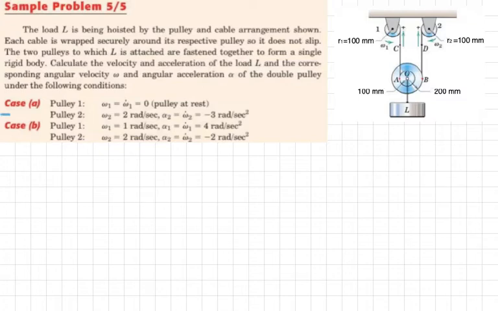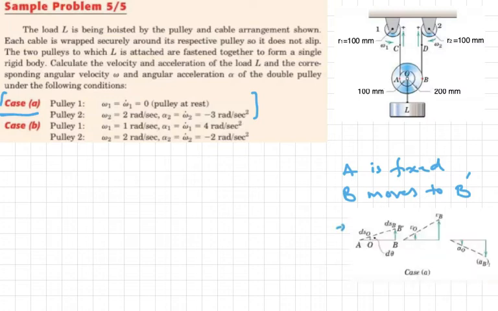So the question is to calculate the velocity and acceleration of the load L and the corresponding angular velocity omega and angular acceleration alpha of the double pulley under the following conditions. I'm going to be looking at condition A, where we are told that omega 1, which is equal to omega 1 dot, is 0. That is, the pulley is at rest. So pulley 1 is at rest and pulley 2 has omega 2 equal to 2 radians per second, and alpha is minus 3 radians per second squared. So A is fixed and B moves to B prime. That's the condition we're going to be looking at.